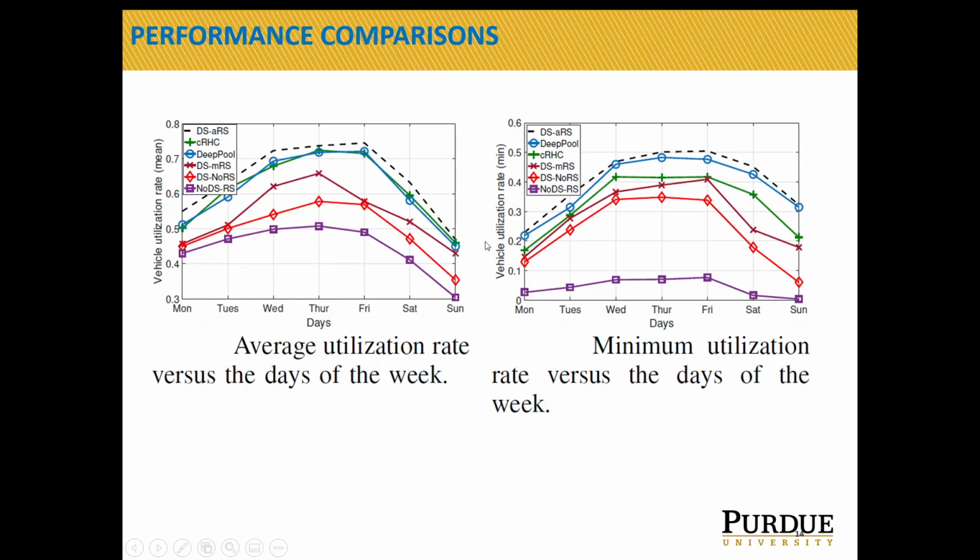Lastly, these two figures show the mean and minimum of the vehicle utilization rate. Utilization rate is defined as the percentage of time at which a vehicle is busy serving customers. We used 6,000 vehicles in this experiment. We see that DeepPool achieves better utilization for both the mean and minimum as compared to the actual demand, which is the black dashed lines in both figures.